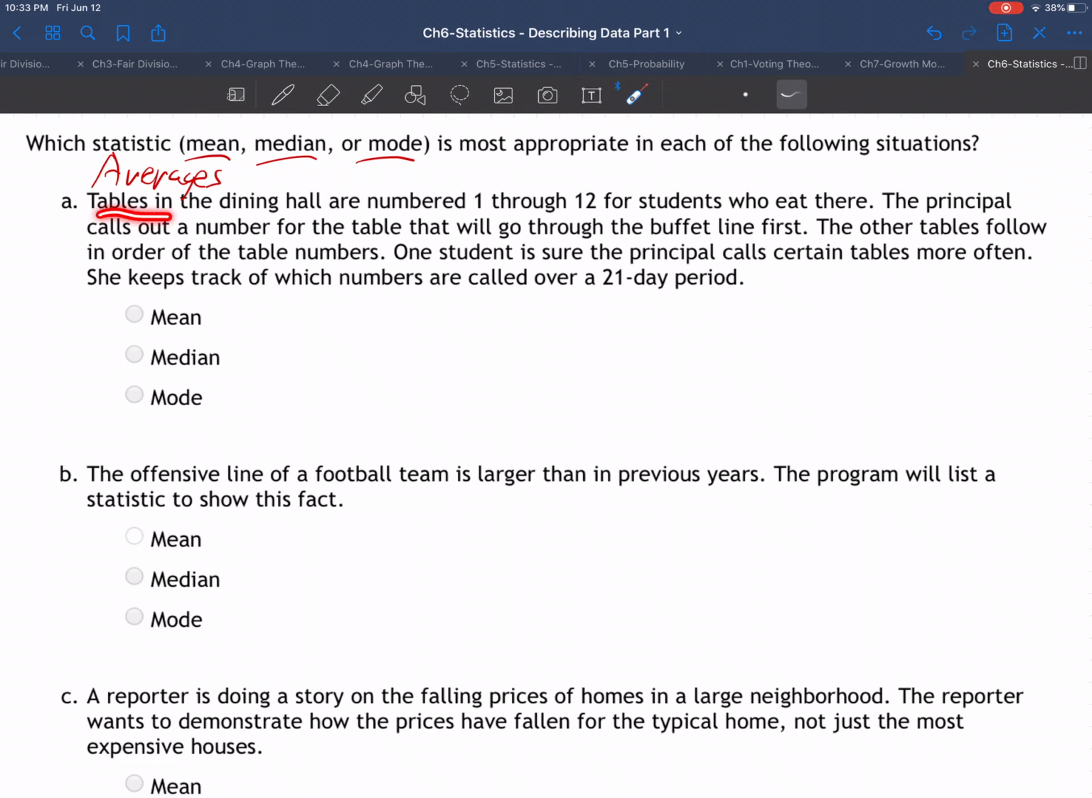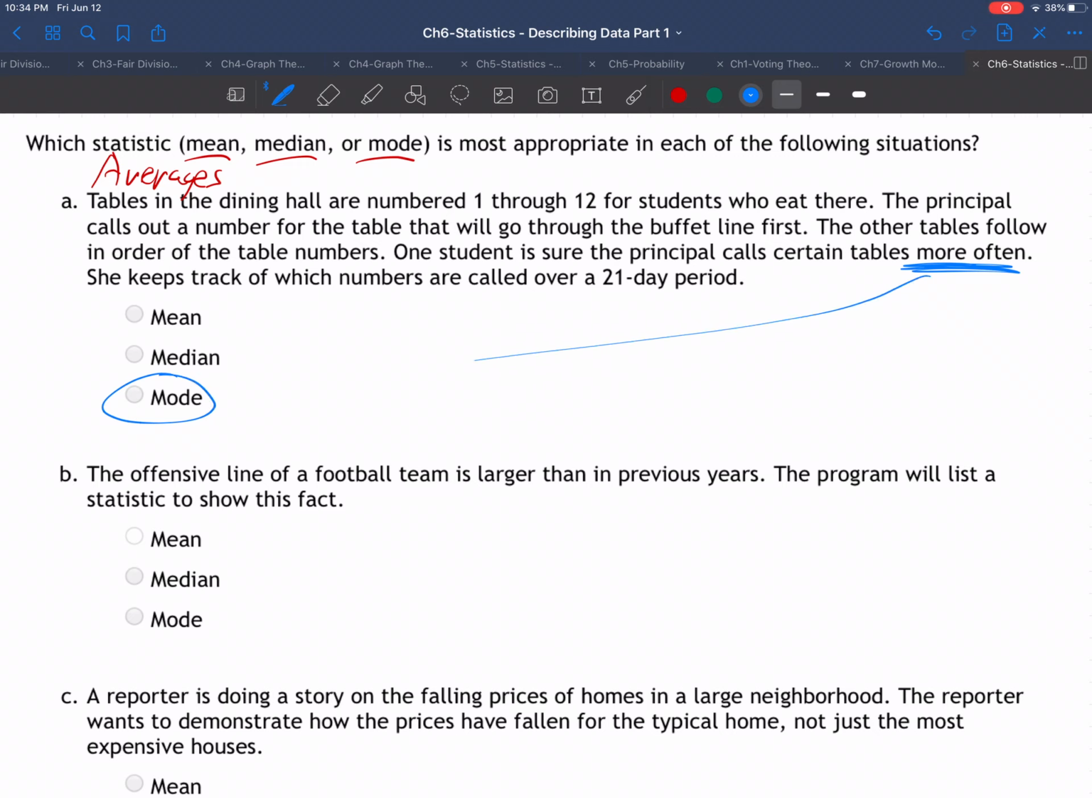First question. Tables in the dining hall are numbered 1 through 12 for students who eat there. The principal calls out a number for the table that will go through the buffet line first. The other tables follow in order of the table numbers. One student is sure the principal calls certain tables more often. There's the key phrase. She keeps track of which numbers are called over a 21-day period. She's sure there's unfairness happening. So, some tables are called more often.